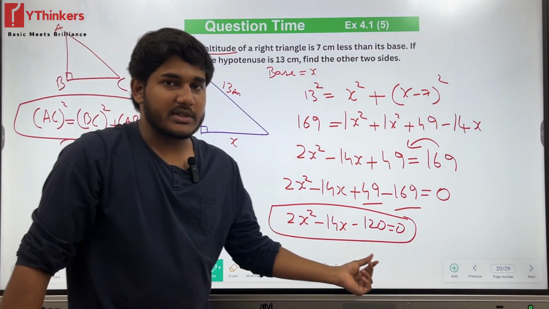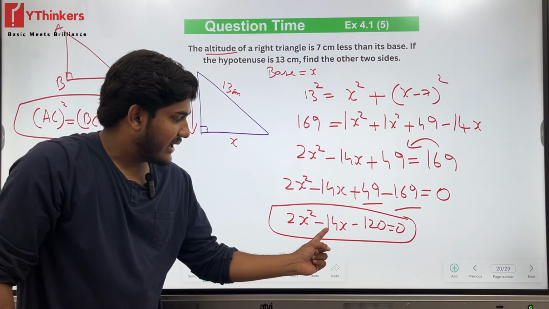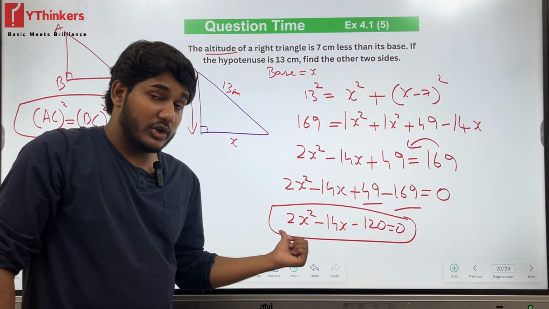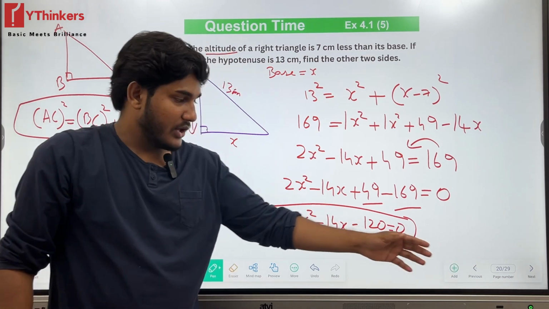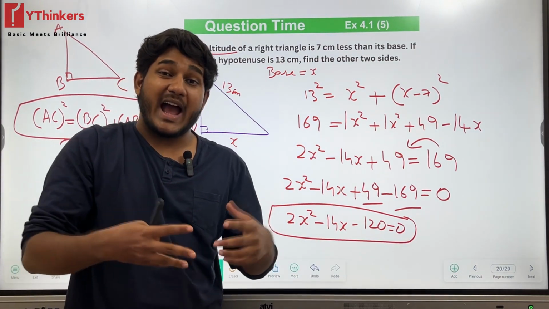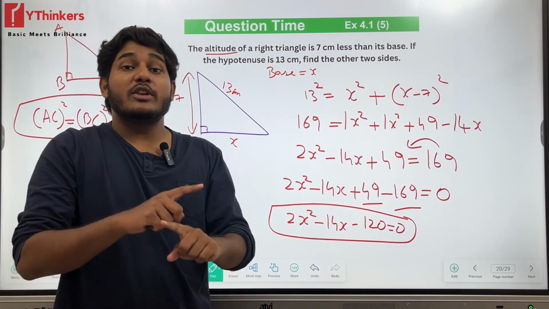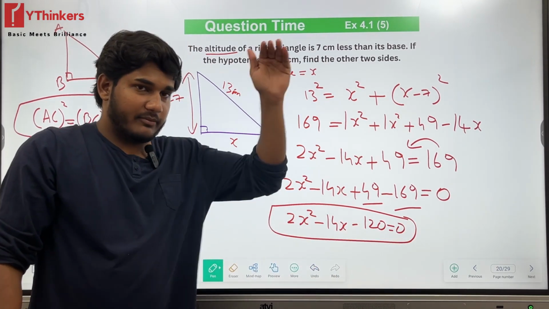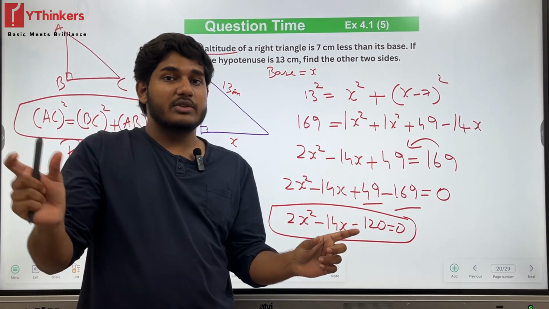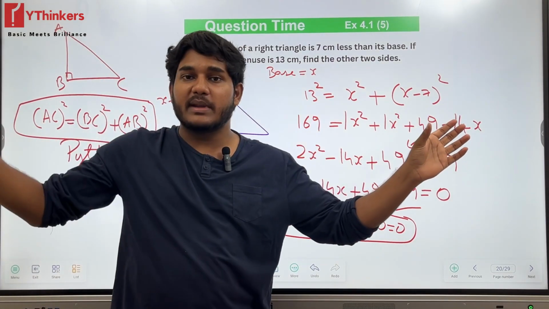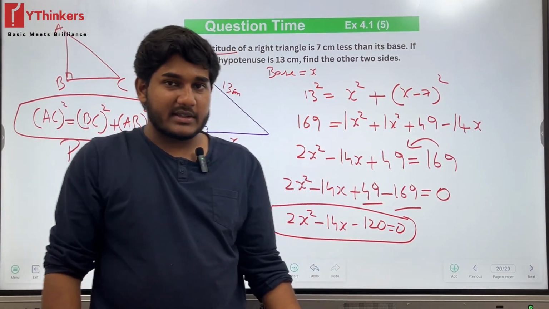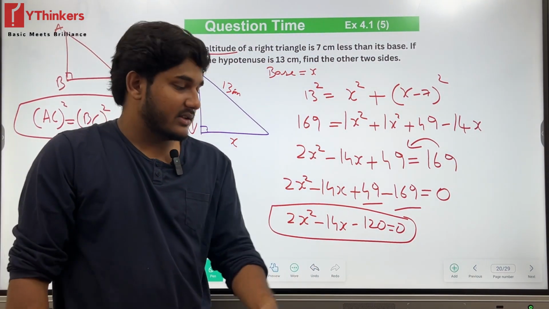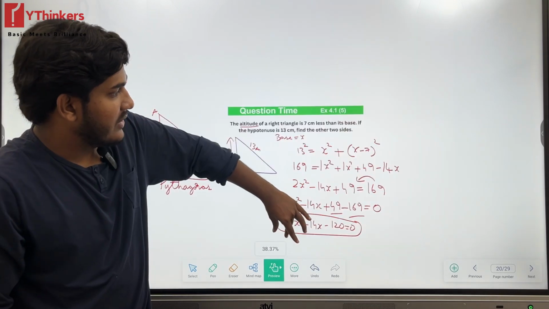This is the quadratic equation. How will you solve it? Factorize this. How? 2 into minus 120 is minus 240. You have to get two numbers such that when you add, it should be minus 14. When you multiply, it should be minus 240. You will get that, factorize it. Those two terms should be equal to 0. Take single term, make it 0. Take single term, make it 0. You will get two different values of x. When you get two different values of x, one will be negative. I'm just telling the solution to you. You can work it out by yourself.